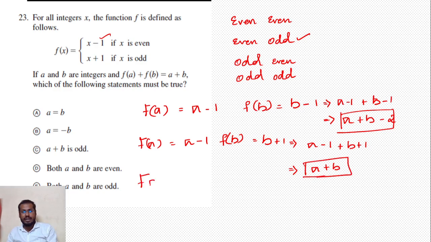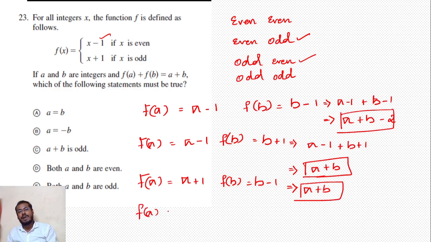Next, f of a, the first one is an odd number, so a plus 1, and f of b, that is an even number, so minus 1. If I solve this, I will get the same, because the signs are opposite. So a plus b, plus 1 minus 1 gets cancelled, so same. And last, f of a is an odd number, so a plus 1. F of b is also an odd number, so again b plus 1. So I can write a plus b plus 2.